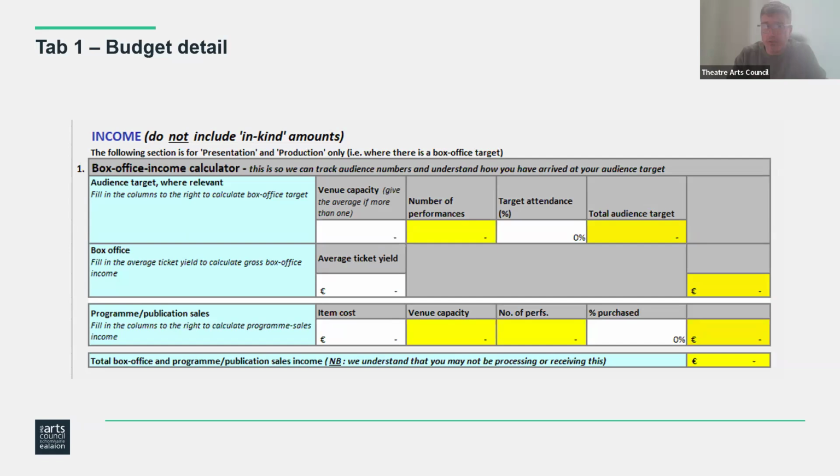Inputting those numbers will give you your total audience target in the yellow cell there, and then your average ticket yield in the white cell. And that's the average ticket yield you'll negotiate with your venue. And so altogether, that'll give you your box office income. So a little further down, there may also be program or publication sales, and that altogether will calculate the total box office and program/publication sales income down there at the lowest row there.